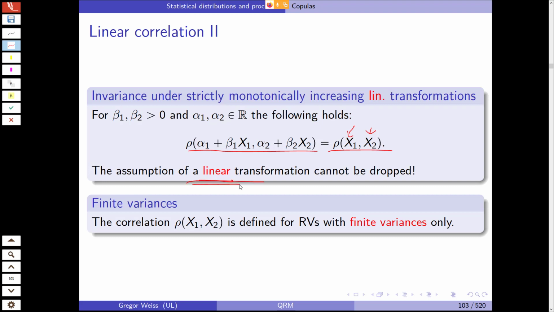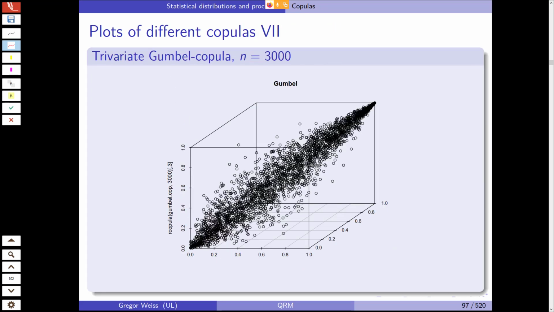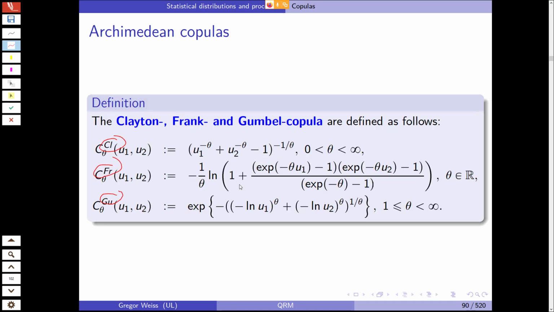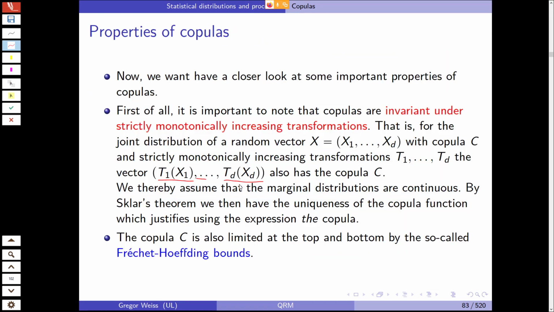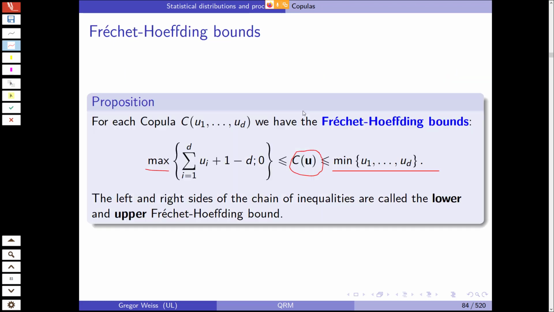This is why the copula measures dependence in a more complete way than linear correlation, because we've seen with the copula functions that copulas are invariant under strictly monotonically increasing transformations, with no mention of a linear transformation. For any such transformation, the copula is invariant. For linear correlation, we have to insert an increasing linear transformation. That's the difference.